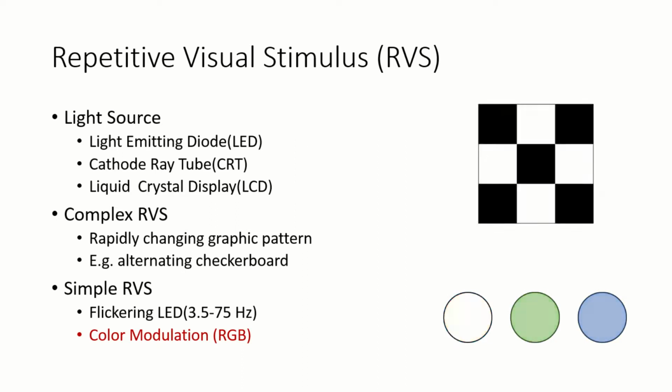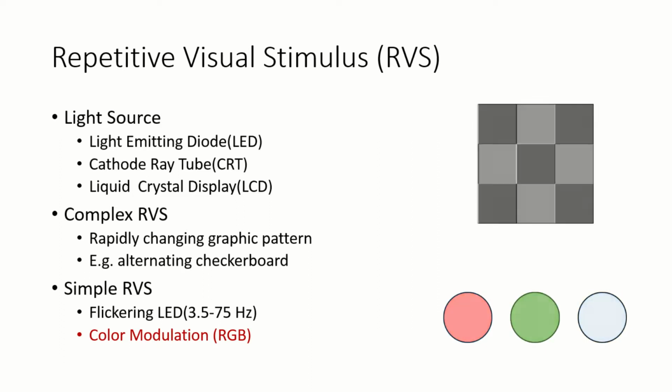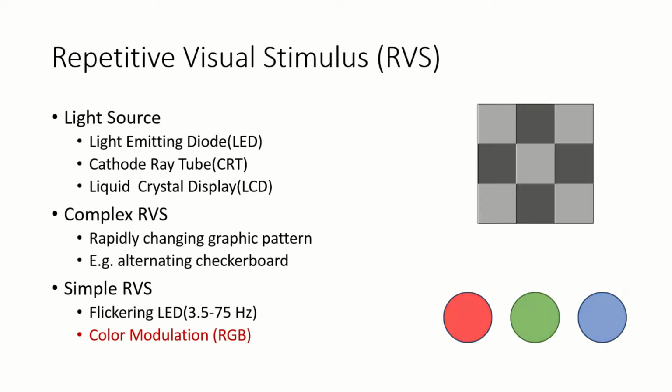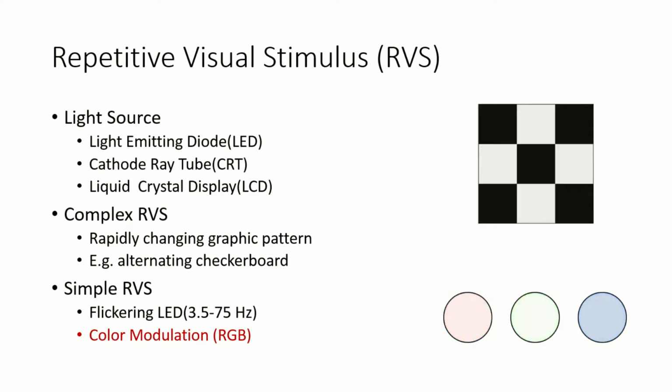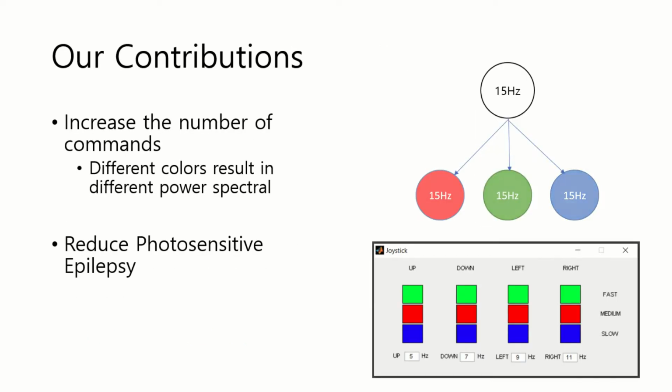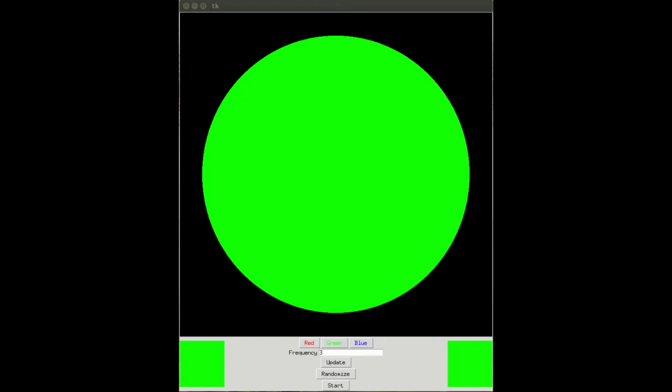My contribution to this project is using different colors to observe simple RVS and test if it causes different yet recognizable brain activities. The purpose of using color modulation is to increase the number of commands available in the limited frequency range. Different colors result in different power spectra despite using the same frequency. Also, using different colors could reduce the risk of photosensitive epilepsy, which is a type of seizure induced by flickering lights. Inside the source code, I have provided a Python implemented console where you can change the visual stimulant of a circle with different colors and frequencies.